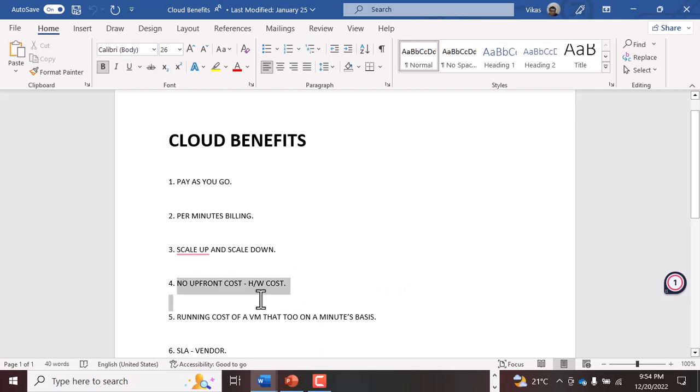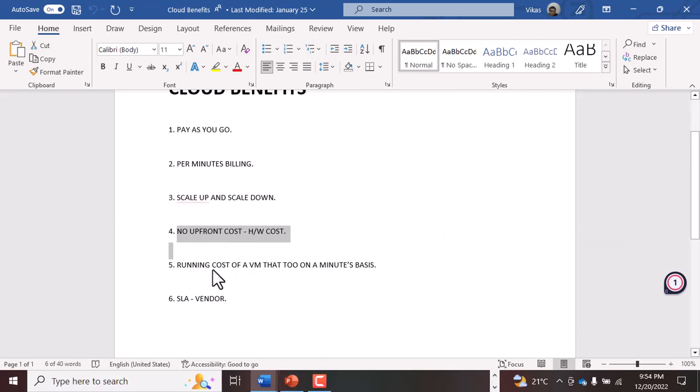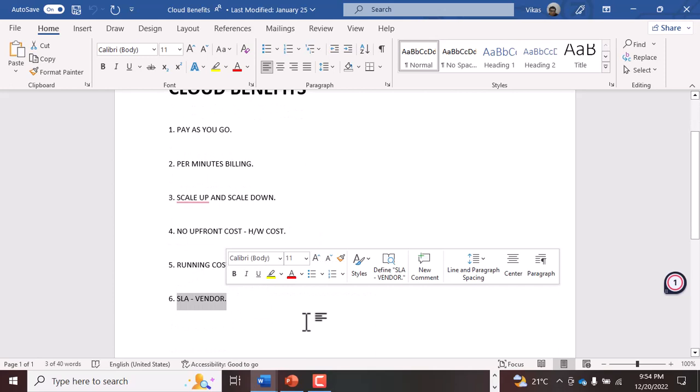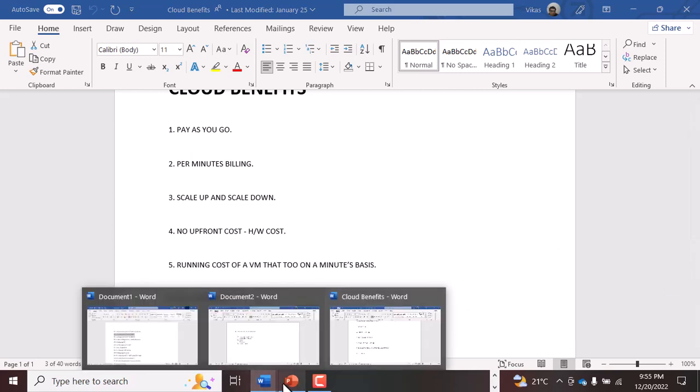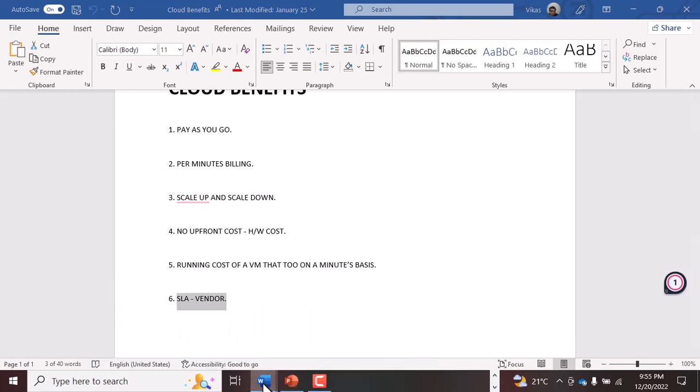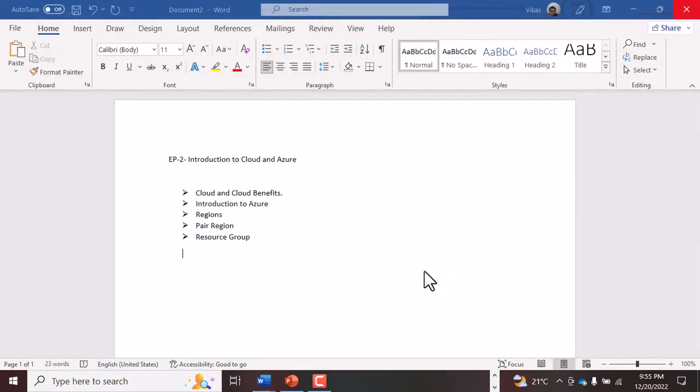Next is no upfront cost. No upfront cost means I'm not going to purchase any hardware. I'm just going to pay as per usage, with per minute billing. And next is SLA, service level agreement. They make sure the hardware or services are up and running. Microsoft will give you a specific service level agreement, 99.9, 99.99% for every service, depending upon what type of services you deploy. So that's cloud and cloud benefits.